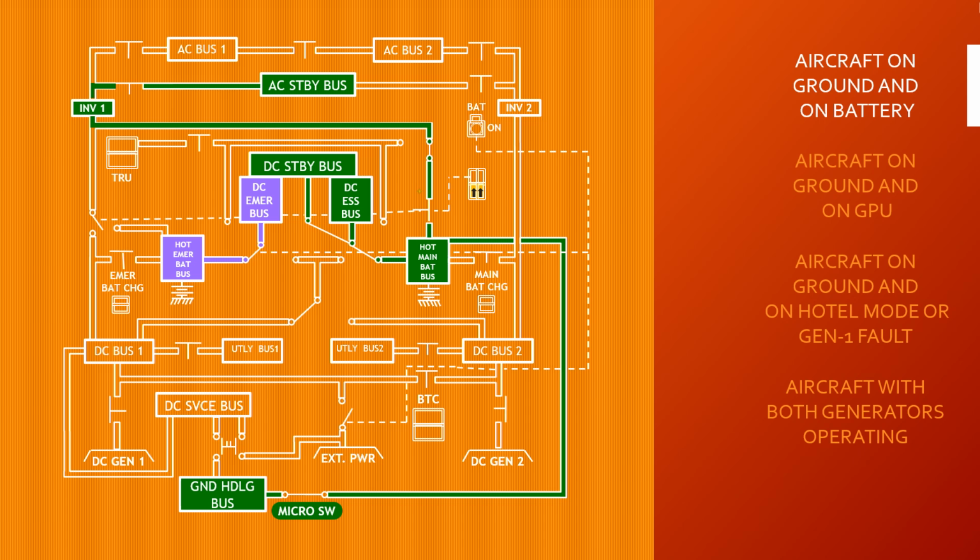DC ground handling bus will be supplied by hot main bat bus, whether battery toggle switch is on or off, provided main passenger door is open, or cargo door control panel is open, or a refueling panel is open.